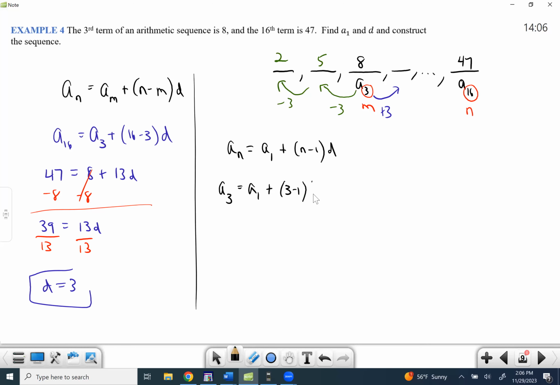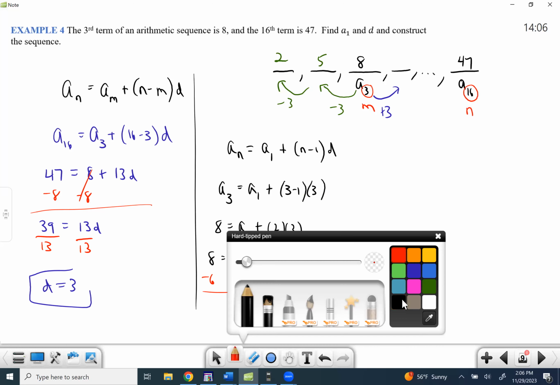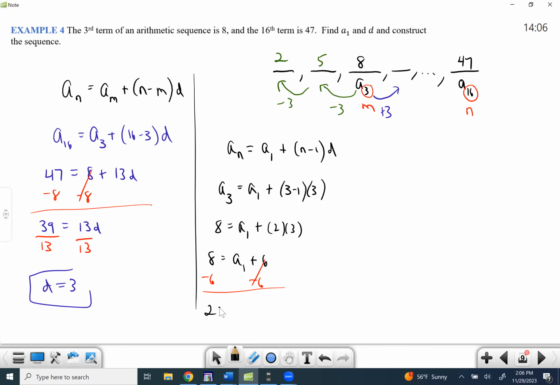We know the common difference now, so let's plug it in. Now the third term is 8. 3 minus 1 is 2. And then 2 times 3 is 6. So when we subtract 6 from both sides, there's the 2 that we knew was the answer for a sub 1. Okay.